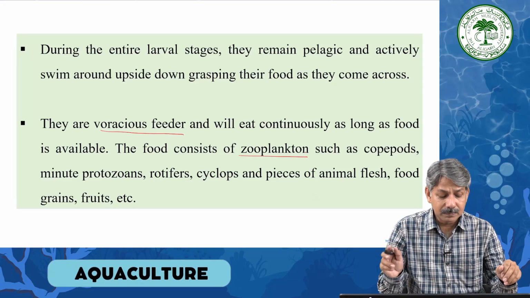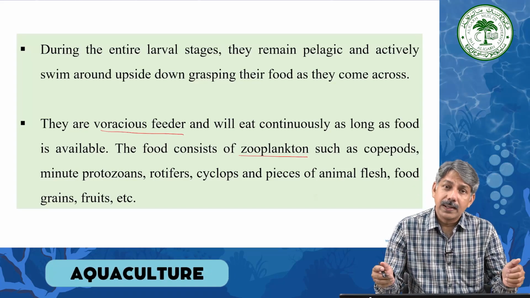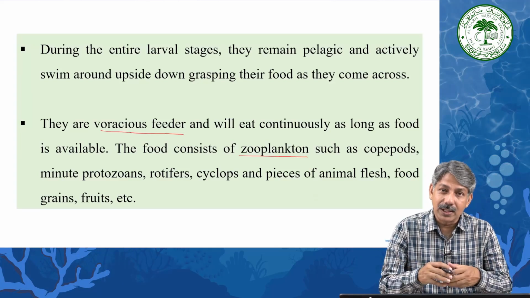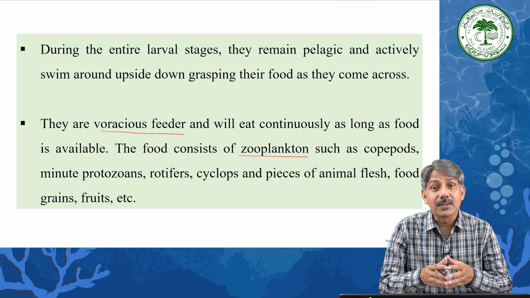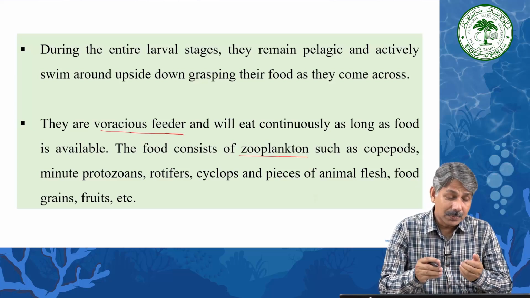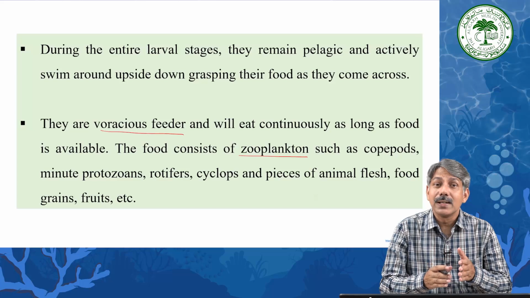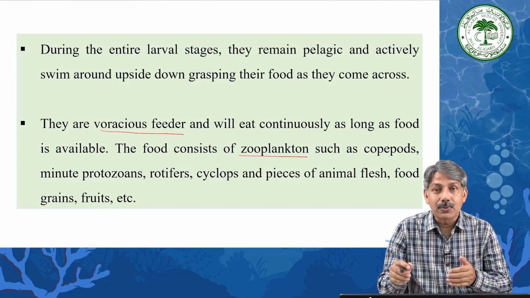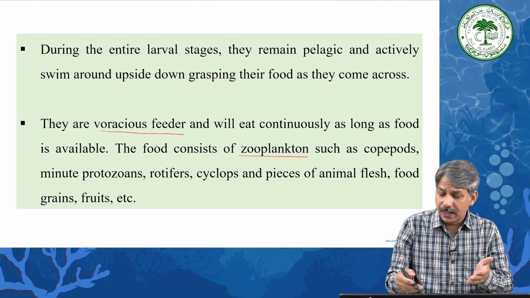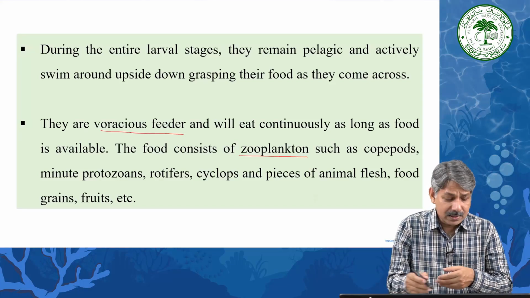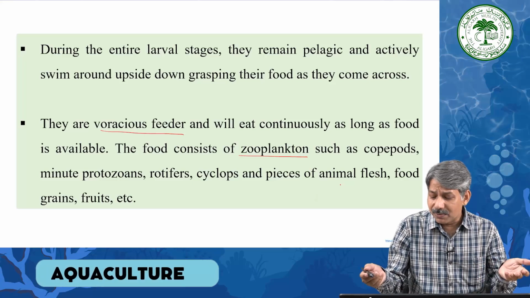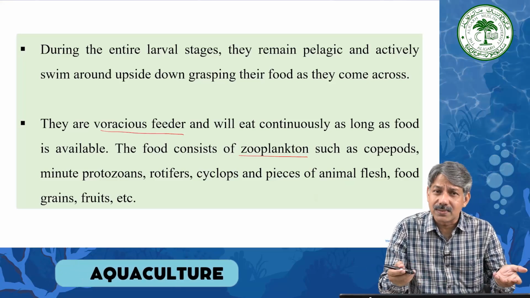In fact, it is always advisable to go for live food organisms, which are preferred by the larvae of Macrobrachium rosenbergii, instead of supplying them some artificial food. They never give the kind of result we get from natural food items. So it's always advisable to go for zooplanktons, copepods, minute protozoans, rotifers, cyclops, or maybe pieces of animal flesh or food grains or fruits, etc.